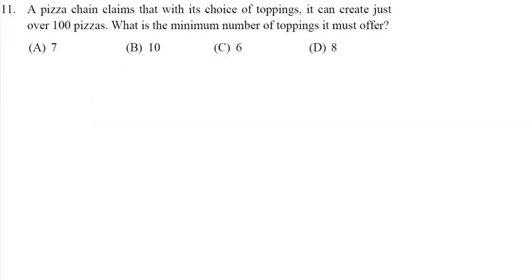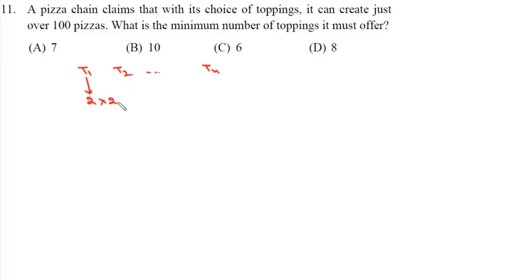Now question number 11 is, a pizza chain claims that with its choice of toppings, it can create just over 100 pizzas. What is the minimum number of toppings it must offer? Now suppose minimum number of toppings is n. So we have n toppings, T1, T2 and Tn. Now for any pizza, we have two choices for this topping T1. Either it will be present or it won't be present. So we have two options here.